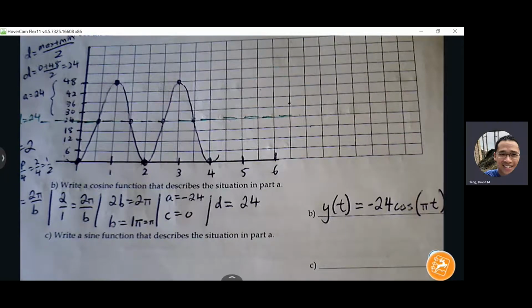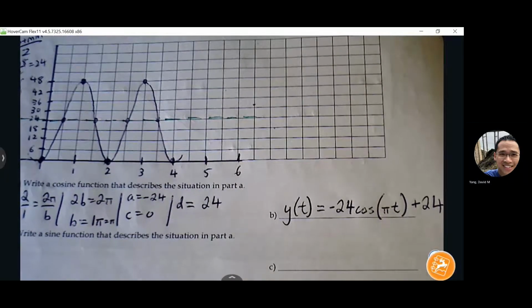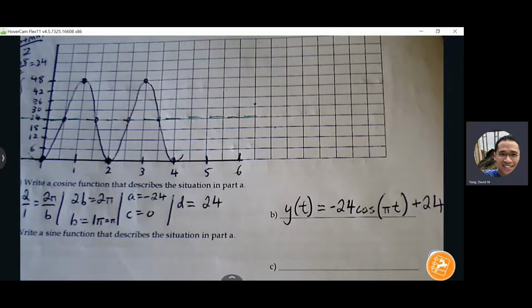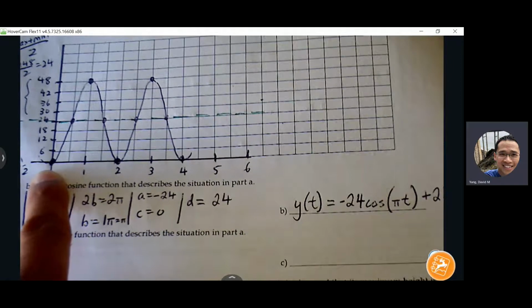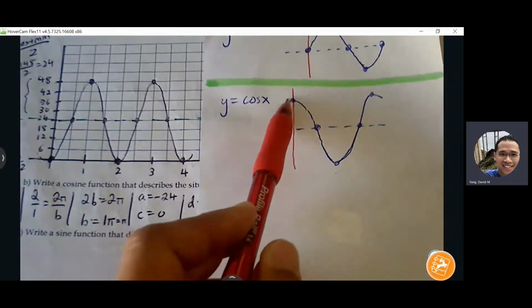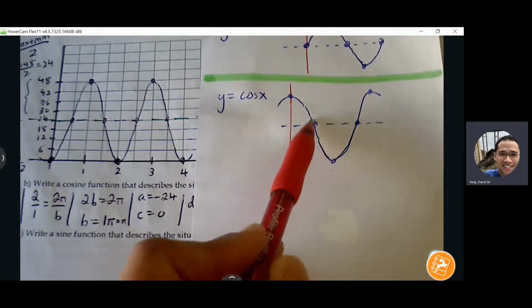Okay, oh, sorry, I didn't show it. Okay, any questions with part B here, creating that cosine function? Wait, why is there no phase shift in it? Because this graph already starts at the peak or the minimum, right? Imagine taking this cosine graph and just flipping it over the midline. It would start here, right?